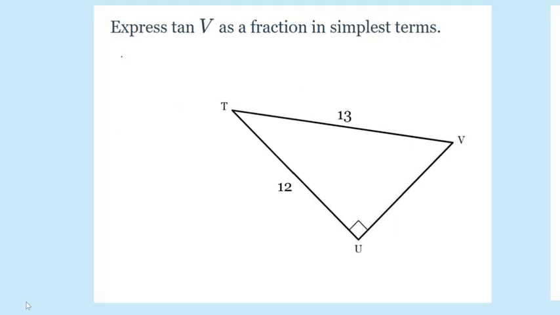Express tan v as a fraction in simplest terms. So tangent v. We're looking for, remember, tangent is opposite over adjacent. So tan v, opposite would be 12. Adjacent, well, we don't know. We don't know what that length is. Is there any human way that we could figure out what that is? Yes, I can hear you. You're right. The Pythagorean theorem.